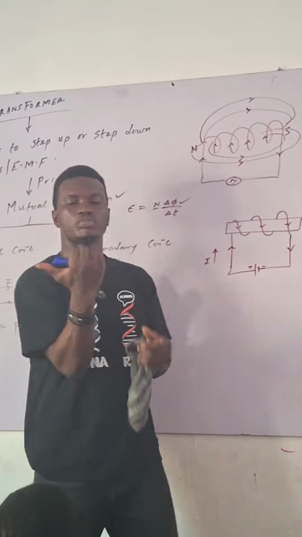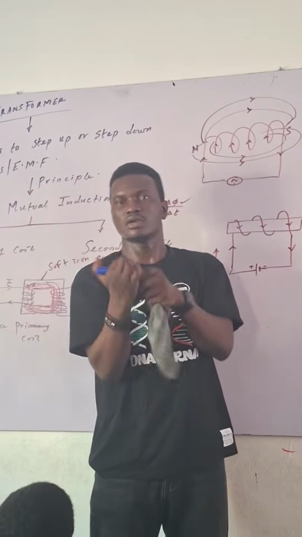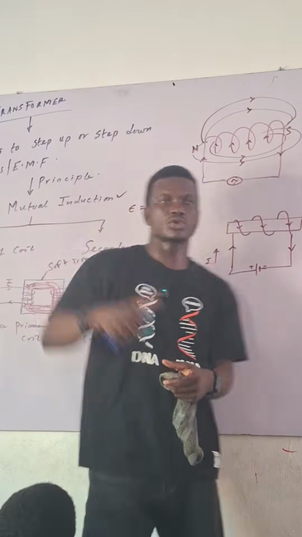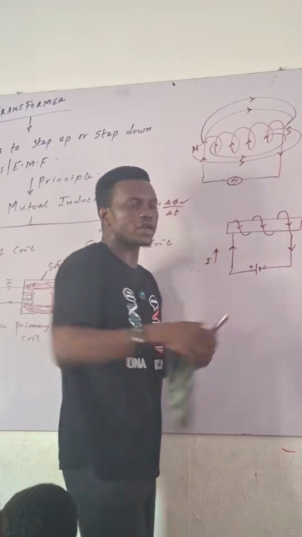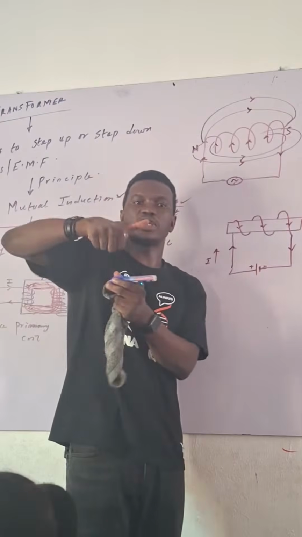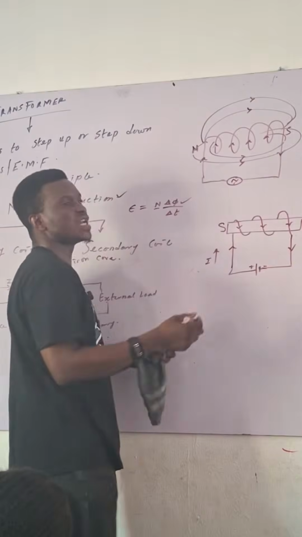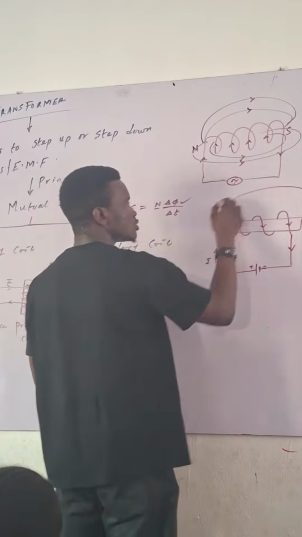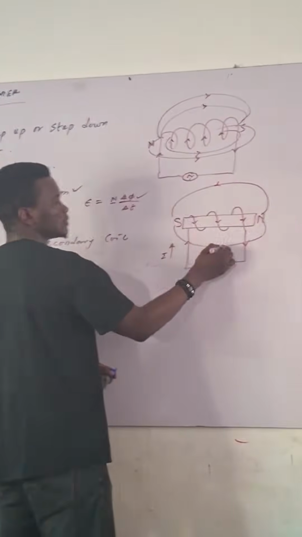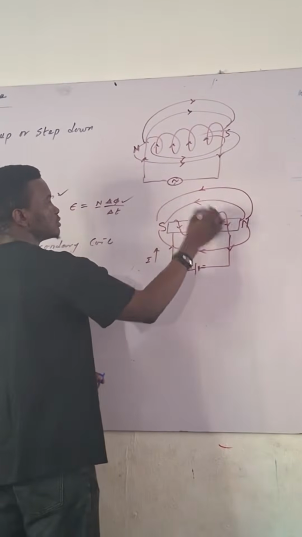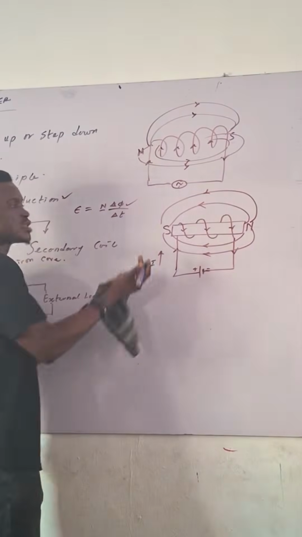So where the thumb points is your north. Anywhere it points is your north. As the current is moving down, this is the north, because if I grab it this way, this is where my thumb will point, and this is my south. And we always say that the field runs from north to south. So the field runs from north to south. That's what we have said. Exactly, so that's how we got that.